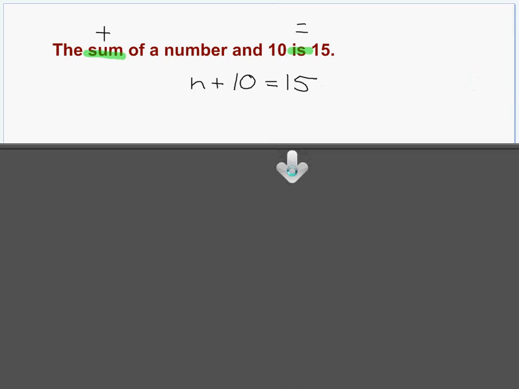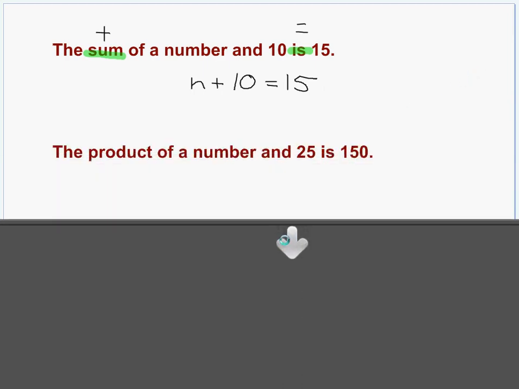Okay, let's go on to the next example. The product of a number and 25 is 150. So product of, and then here's another keyword. Okay, let's go through and do the translating. Product means multiply, and is means equal. The product of a number and 25 means all you're going to do is take 25 times n. Is means equal, so that equals 150.